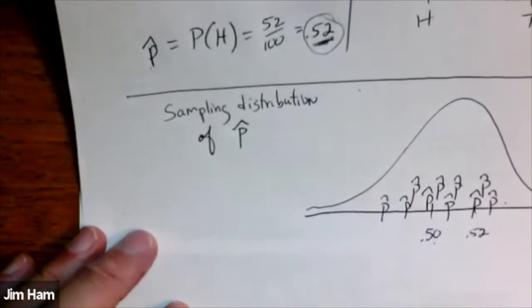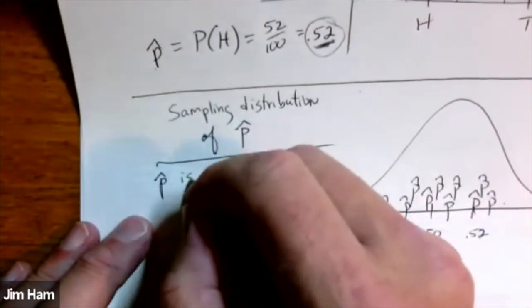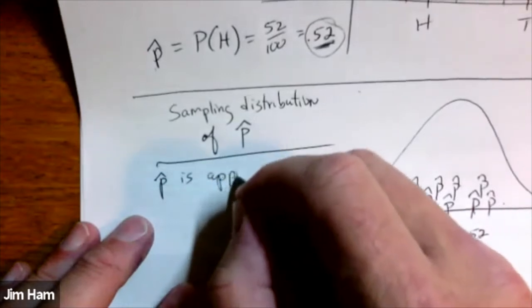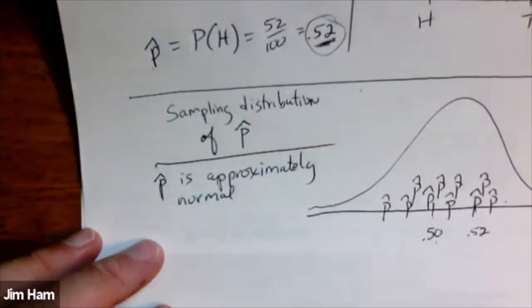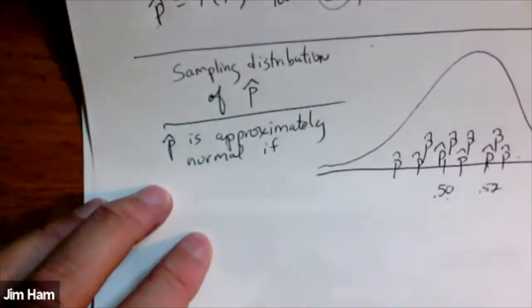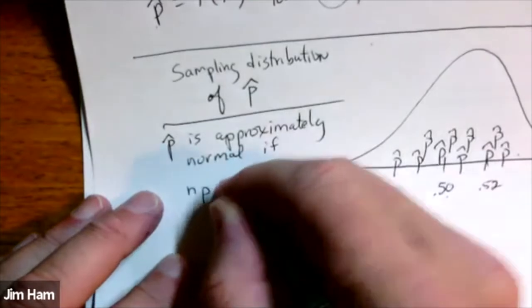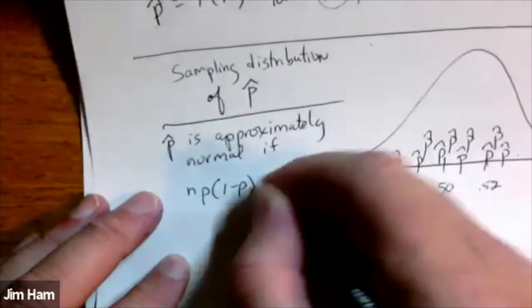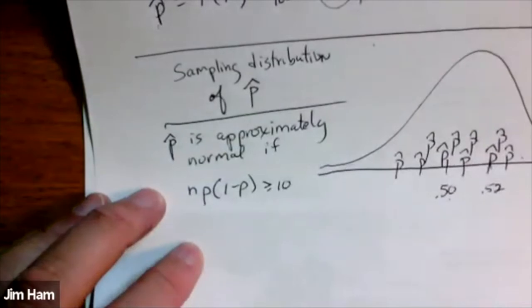And as before, we're going to say that p hat is approximately normal. Generally, it's a claim about the sample size. The criteria that we use is n times p times 1 minus p has to be greater than 10. This is our sample size criteria.